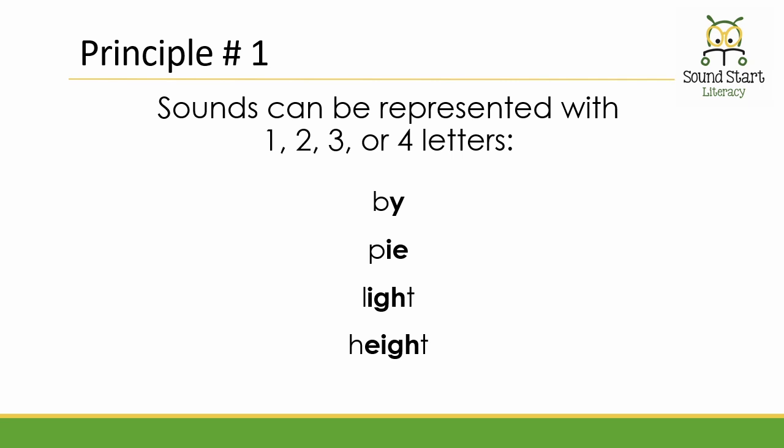In the word light, we have the grapheme IGH, and that's representing the sound I using 3 letters. And then in the word height, we have kind of an unusual, uncommon spelling. We have EIGH that's representing the sound I, and we're using 4 letters. So a grapheme can actually be 1, 2, 3, or 4 letters. And again, a grapheme is something that is representing a sound, and it can be anywhere between 1 and 4 letters.